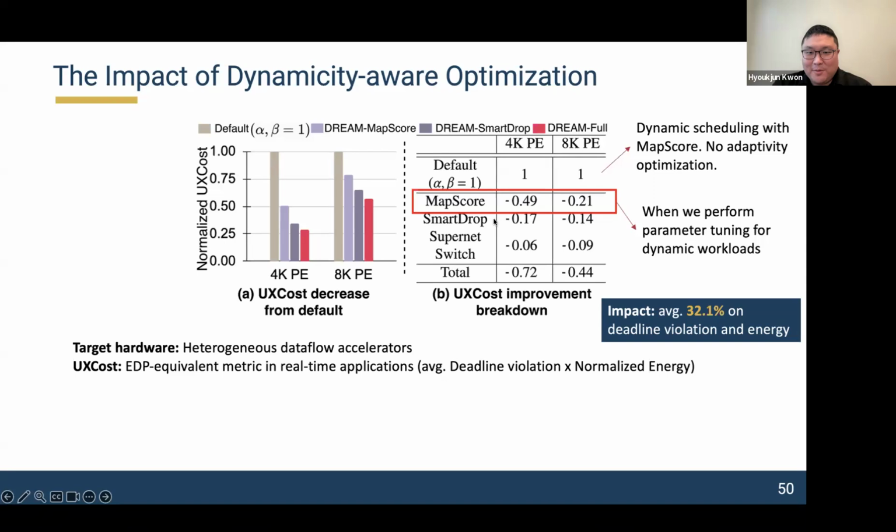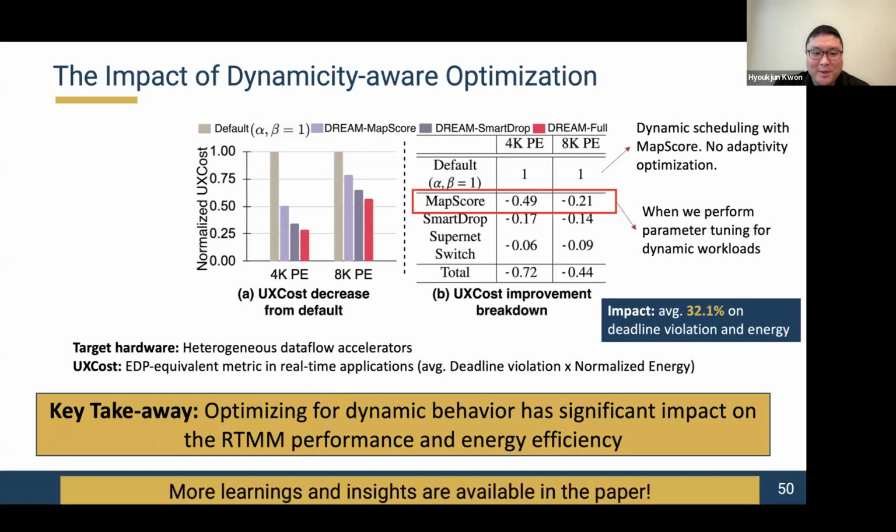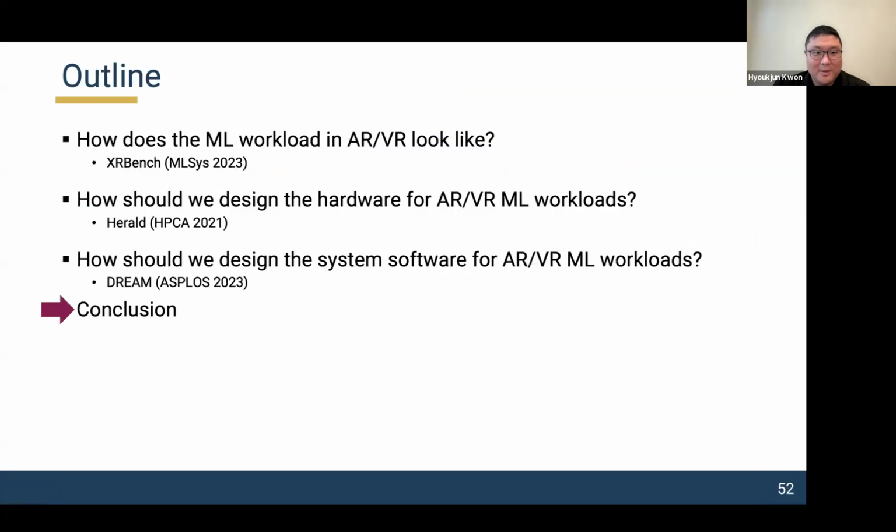The smart frame drop and the supernet switching also help, but the adaptivity parameter tuning was the most significant factor. And if we compare against only the static version, we can see a significant reduction in the UX cost. So the implication is that optimizing for dynamic behavior has a significant impact on this type of workload. So it's very important to consider dynamic behaviors when we design a scheduler. That was the learning from the scheduler design.